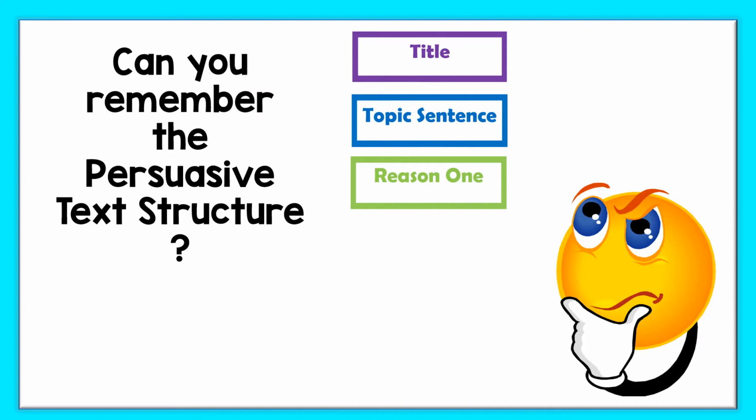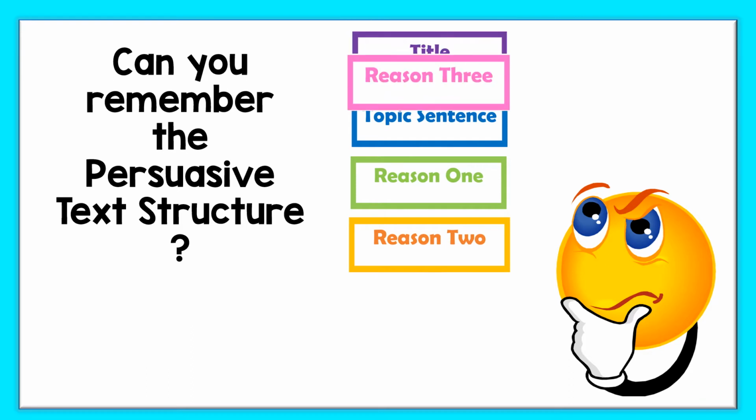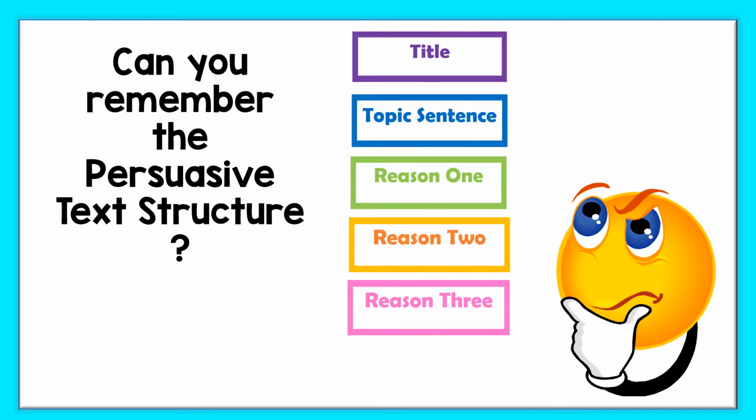You're going to state your reason and give an example. Then we've got our reason 2, same thing, state your reason and give an example to back up your reason. Reason 3, once again, stating an example. And lastly, we're going to sum up by restating our opinion again.